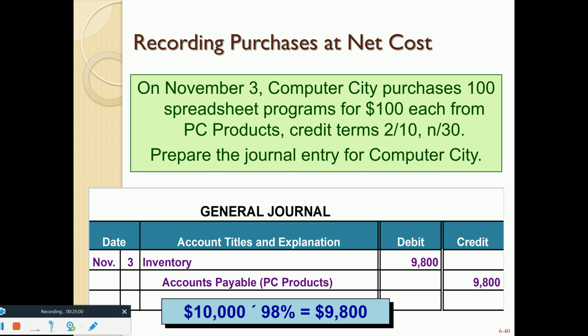So the first way we could report this is we could assume that we're going to take advantage of the discount and we're going to record the purchase. If you see the title of the slide, we're going to record the purchase at the net cost. So inventory is not going to be for the full $10,000. It's going to be $10,000 times 98%. We're assuming we're going to take advantage of the 2% discount. So debit inventory, credit accounts payable for the $9,800.